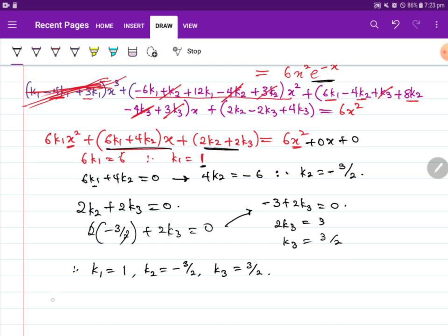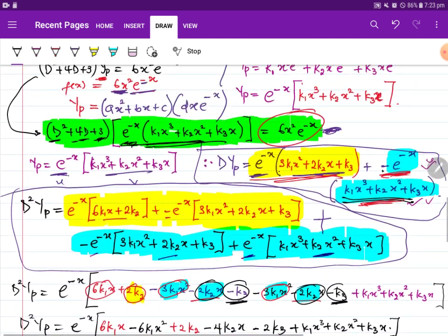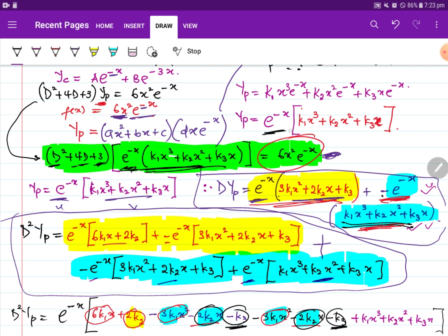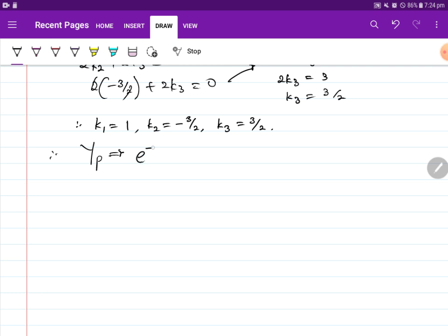Therefore, yp, what is my yp normal? If you go back to our video, let's trace it back. yp is the same thing as, look at it, exponential minus x, k1 x cube, k2 x squared, k3 x. So I can say that my yp is now the same thing as exponential minus x into bracket k1 x cube plus k2, that will be minus 3 over 2 x squared, plus k3 x. This is my yp. But let's go back to the question.